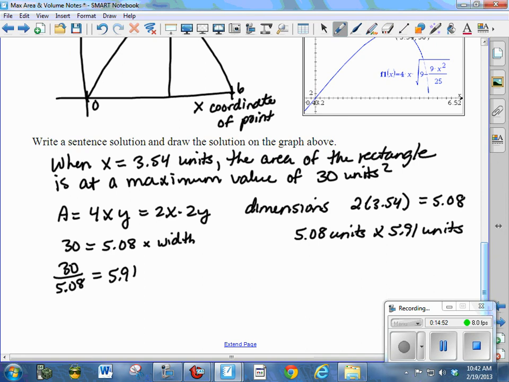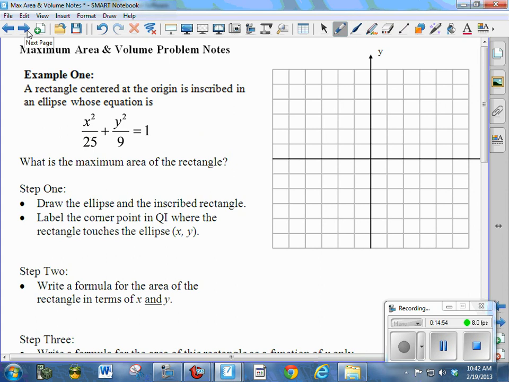This concludes the notes on maximum area and volume.